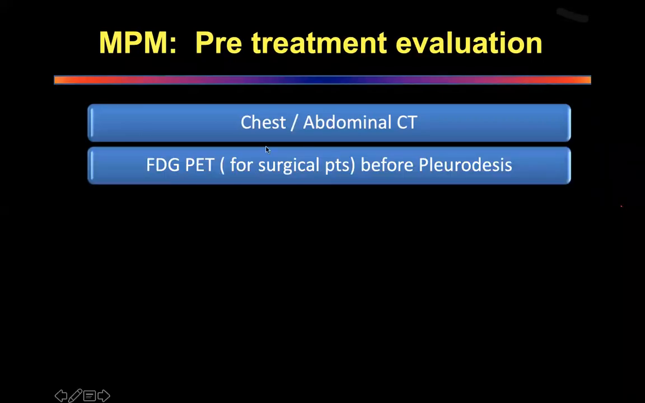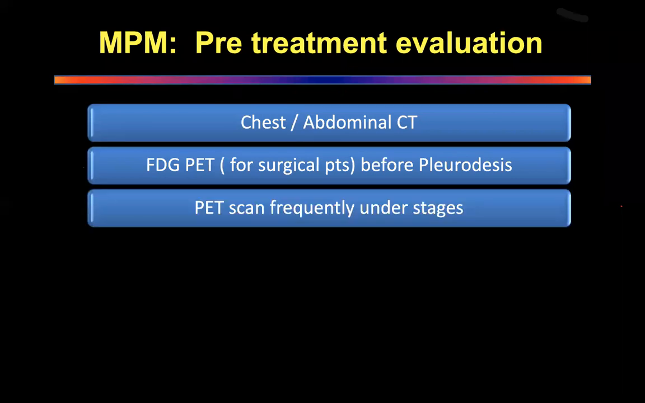FDG PET is good for surgical patients, but usually should be done before pleurodesis, because once you've done pleurodesis, everything lights up. And so it's quite difficult for you to assess what exactly is happening. And for primary disease, not the metastasis, it helps you differentiate between the presence of a plaque versus malignancy. So plaques are not lit up by FDG, whereas malignant areas will be lit up by FDG. So they are pretty good tests for surgical patients. Gives you an indication of the extent of the disease spread.